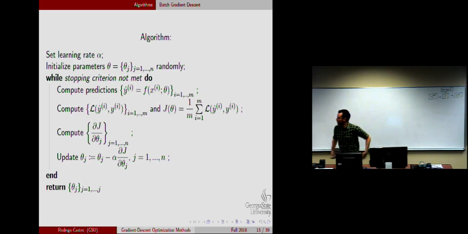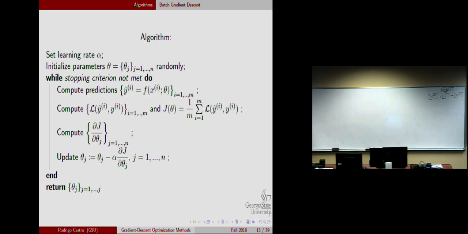How is this average taking part in the computation down there? There's a derivative of J with respect to theta. So where is this average taking place? Where is it in the computation? So theta is hidden here, right, in the predictions. It's kind of implicit here.